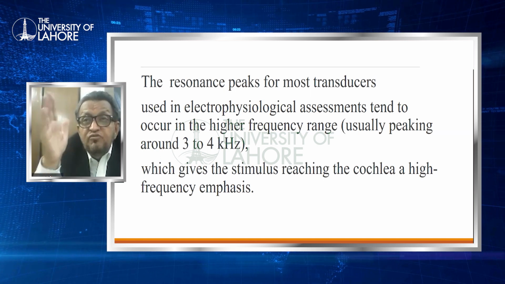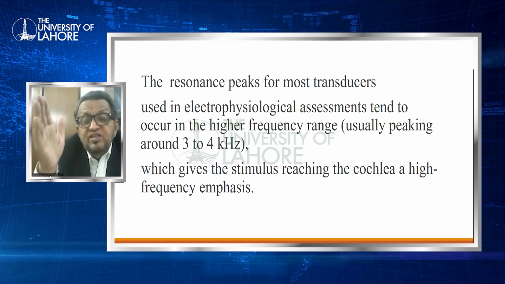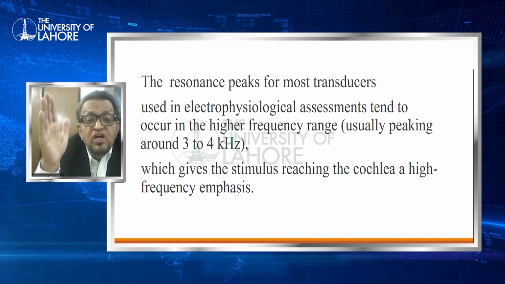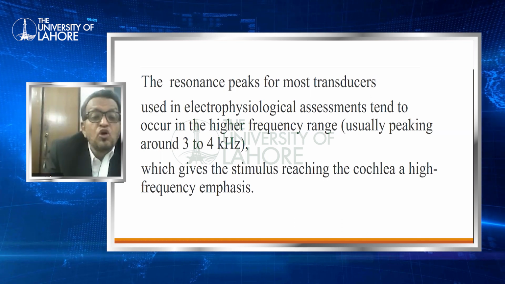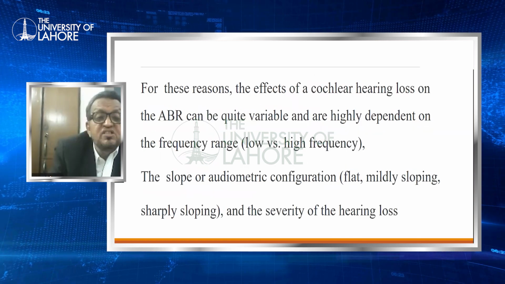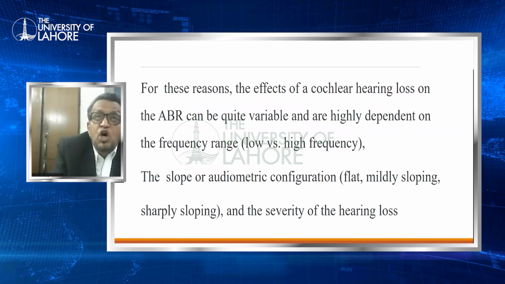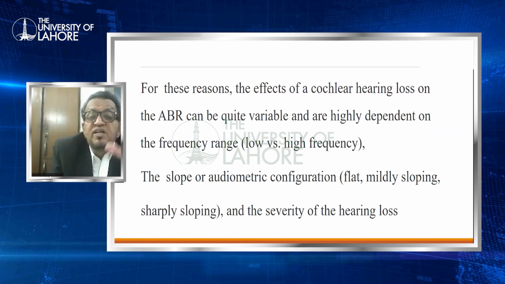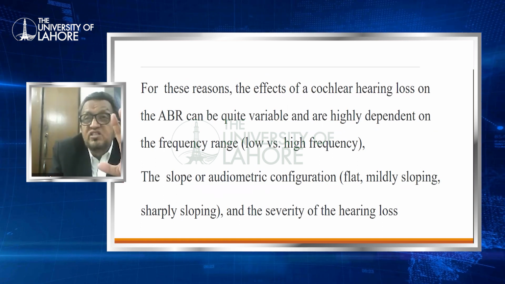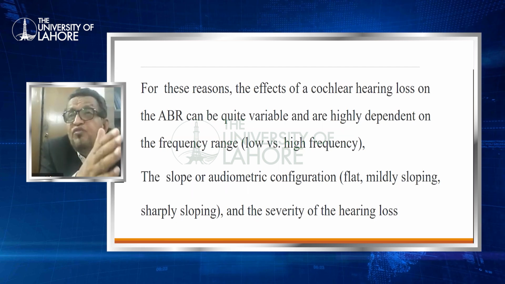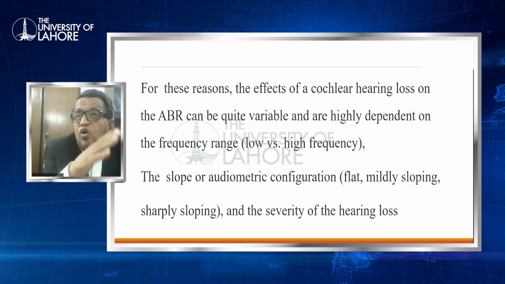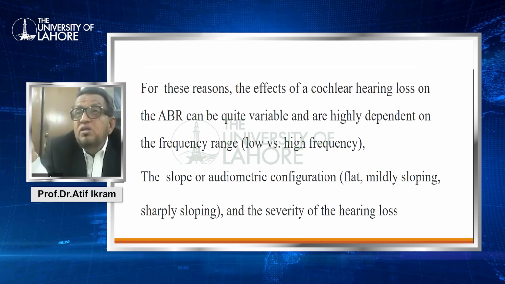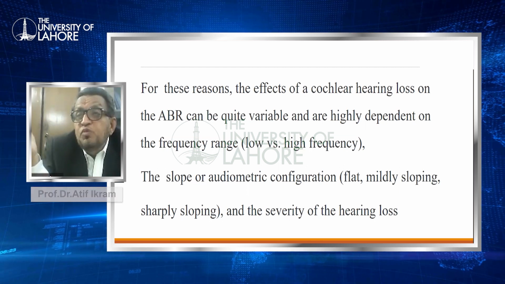The most information that we will be able to get will be from 2 to 4 kilohertz in the basal region of the cochlea, which gives the stimulus reaching the cochlea high frequency emphasis. For these reasons, the effect of a cochlear hearing loss on the ABR can be quite variable and highly dependent on the frequency range, whether the hearing loss is in the low frequency or in the high. If it's in the low frequency, in high is a reverse slope, you will get normal hearing responses.